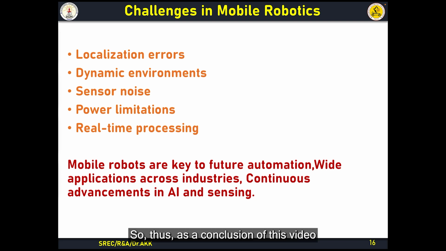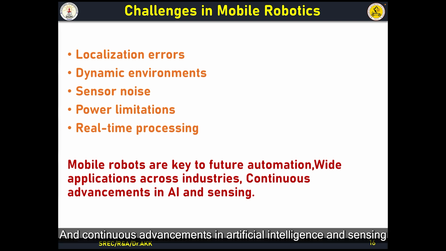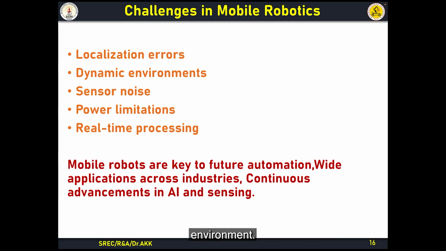So thus, as a conclusion of this video lecture, mobile robots are key to future automation, and they have been widely used in almost all smart manufacturing industries. They have wide applications across various industries, starting from healthcare, logistics, and various other aspects of industries. And continuous advancements in artificial intelligence and sensing are employed in the concepts of perceiving the environment.